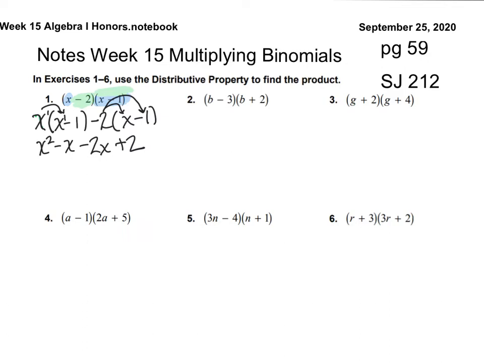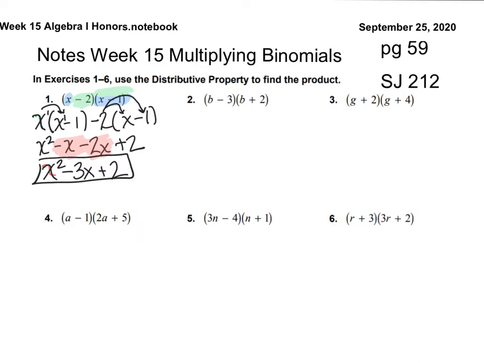I need to combine like terms. So when I look at this term and this term, they are like terms. The x squared does not have a like term to go with it, so I need to make sure to just bring it down. Negative 1x plus negative 2x is negative 3x, plus 2. That's the answer to number 1.